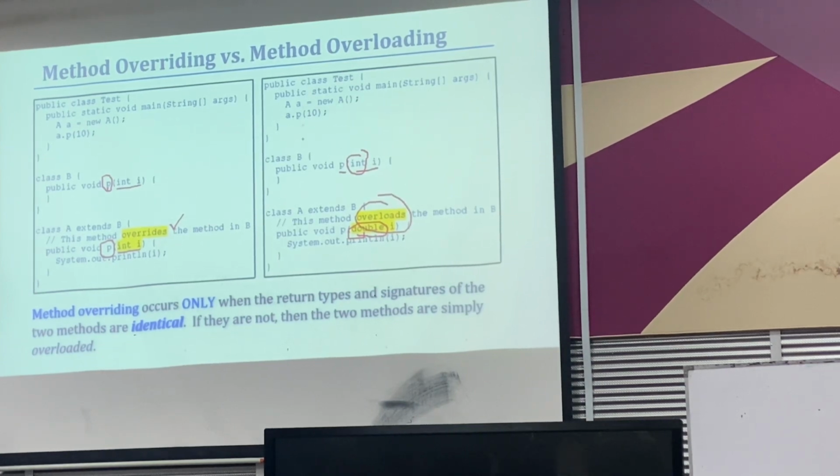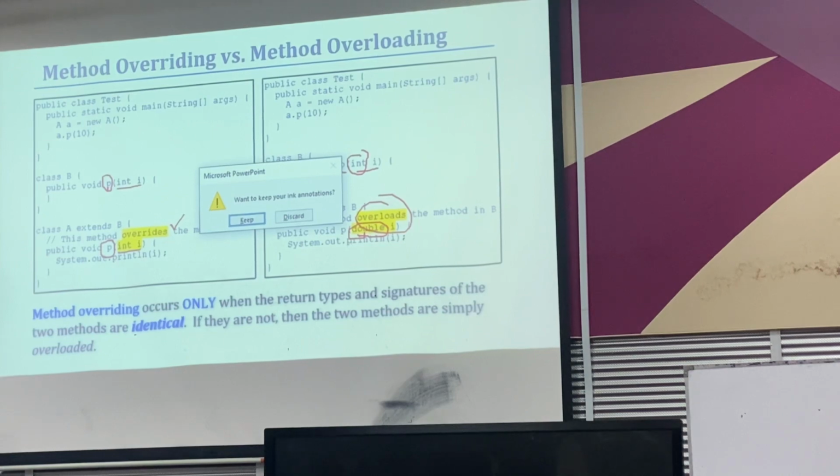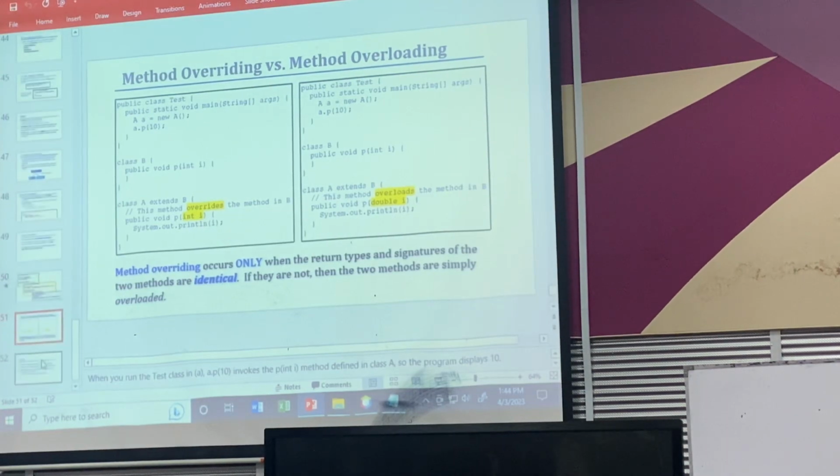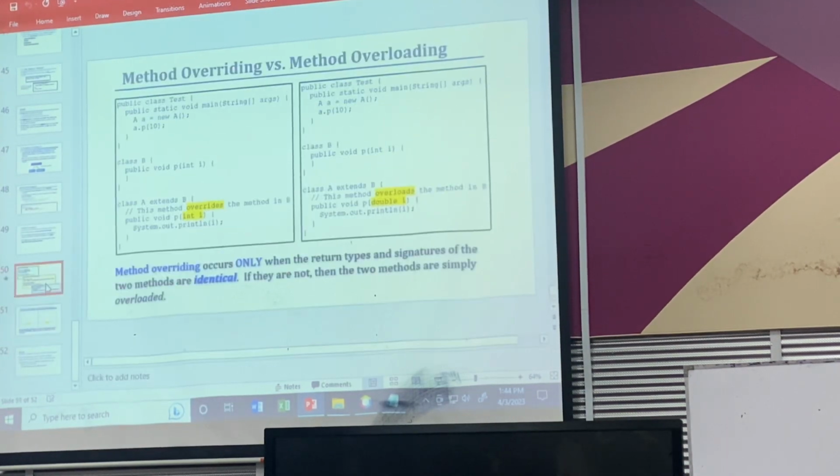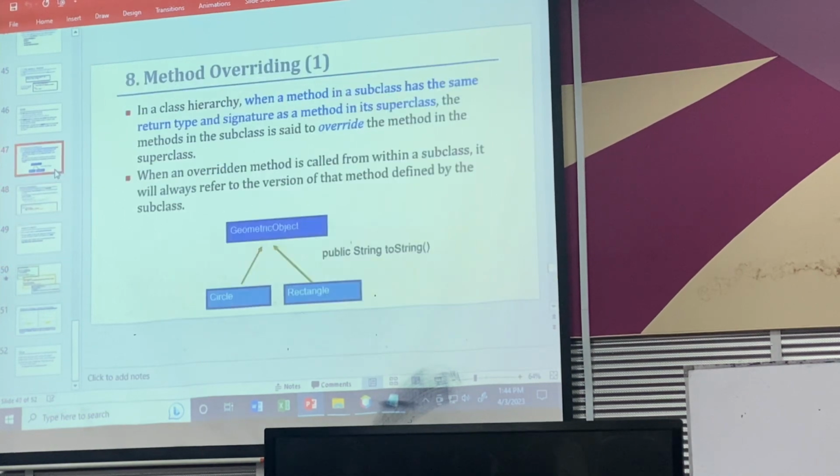No matter whether in the parent or subclass, if the method is public, it is automatically inherited by the subclass. Meaning this subclass has two methods p, one with integer and one with double. Okay, that's it, done. Any questions so far on this part?